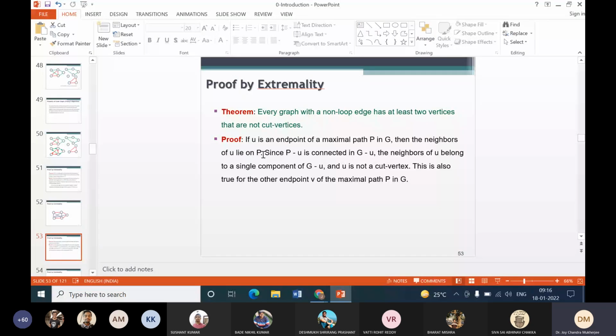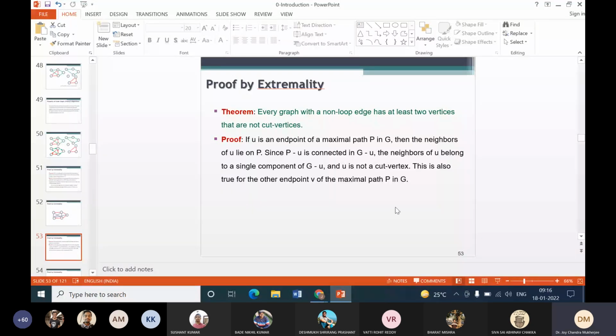As a result, since the neighbors of U lie on P, if you delete U, then P minus U is also connected in G minus U. So the neighbors of U belong to a single component of G minus U. So U cannot be a cut vertex. And this is also true for the other endpoint V of the maximal path P in G.